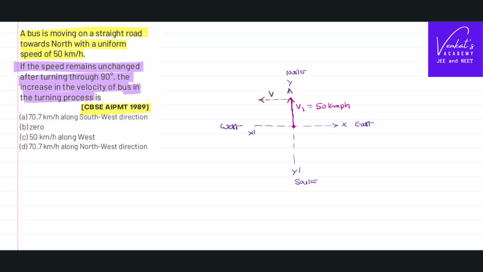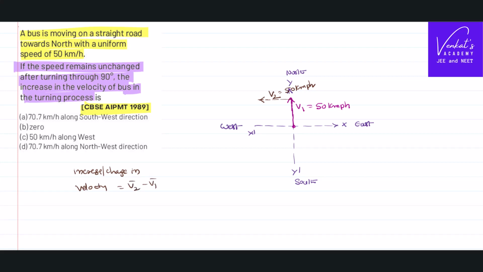So this is V2, the speed. The value is still the same. V2 is also 50 kilometer per hour because he said the magnitude has not changed. What is the increase in the velocity of the bus? What is the change in velocity? How do I calculate the increase in the velocity? Change in velocity can be written as V2 bar minus V1 bar.